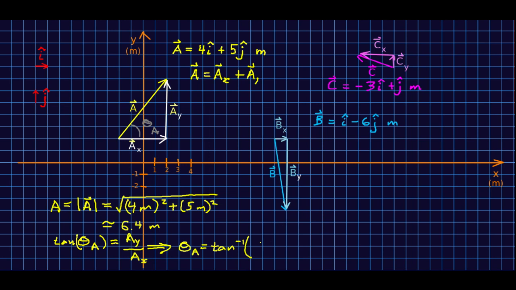There we go. And so that tells us that we can find theta a just from the inverse tan of ay over ax. And so that's 5 over 4, where those are both in meters, so the meters are going to cancel and I don't need to worry about them. And that's about 51.3 degrees. Let me just do that again with b.